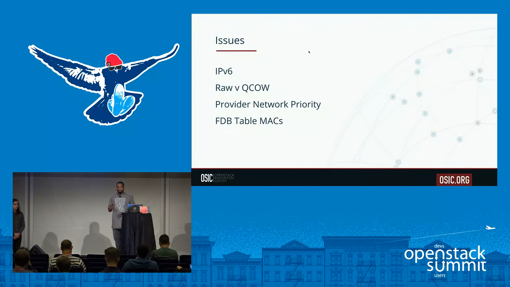So issues we ran into were IPv6 related, raw images versus QCOW images, provider network priority. This was regarding multi-home networks. And then some FDB table MAC issues we ran into.